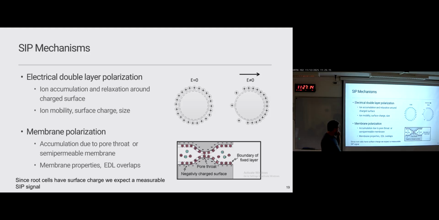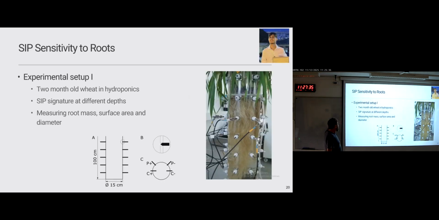Okay, so what do we expect from root? The cells that compose the root have a net negative charge on the membrane, and because of this, we can expect to see EDL polarization, like in every cell, actually, like we have in bacteria and so on. So let's see an example, and this is the work of my former PhD student, Kuzma Tsukano.